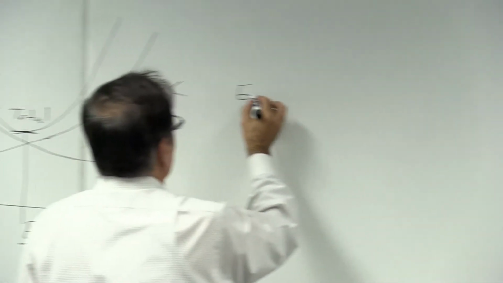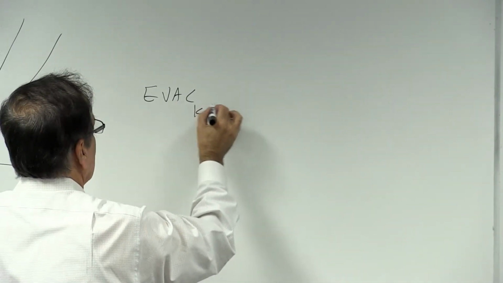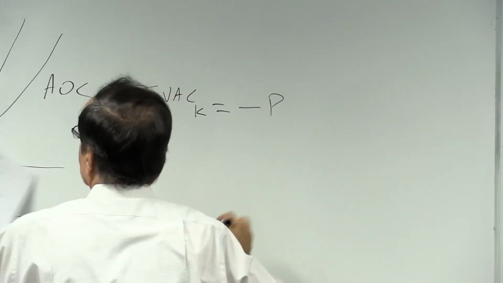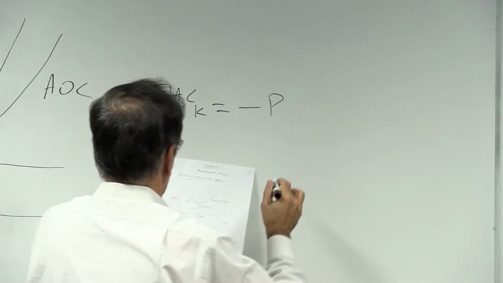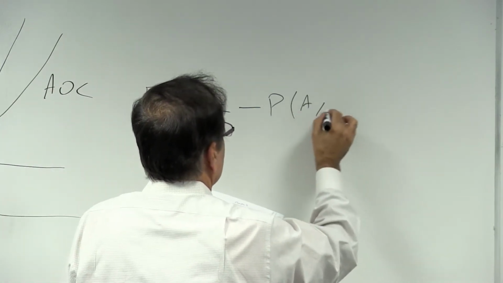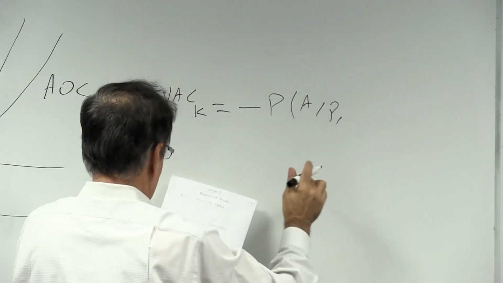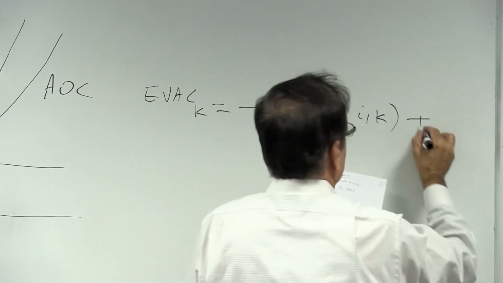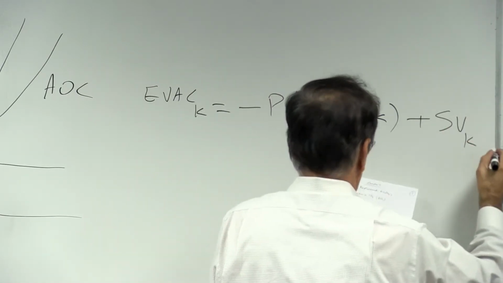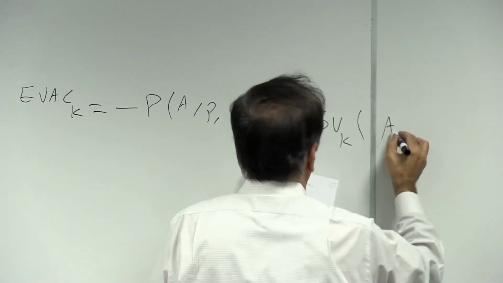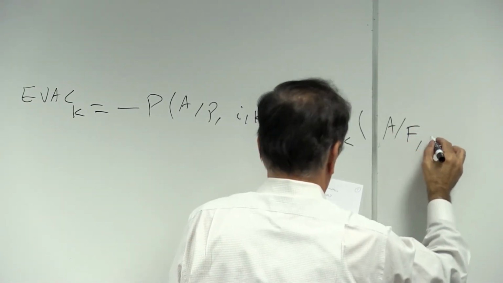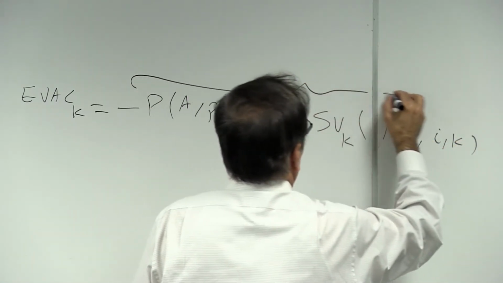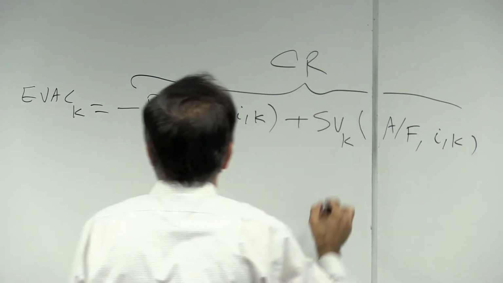If you're keeping the equipment for k number of years, this should be equal to, I'm trying to find the capital recovery first. The first curve is going to be equal to P times (A/P, i, k), where P is the initial cost, minus the salvage value after k years times (A/F, i, k), because you're trying to convert everything to annual costs. This component we call capital recovery, CR.